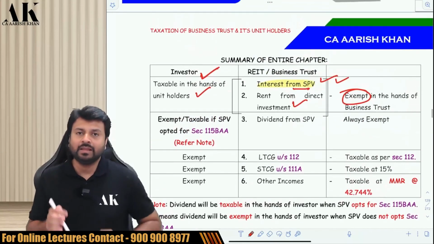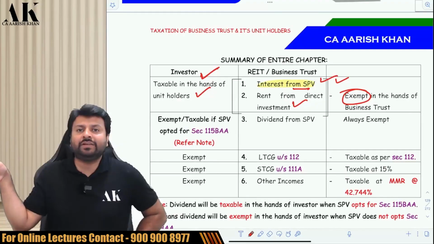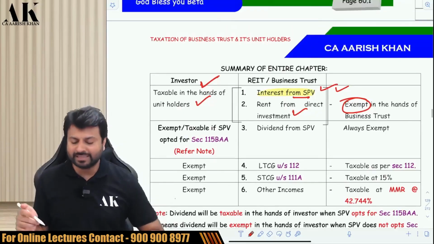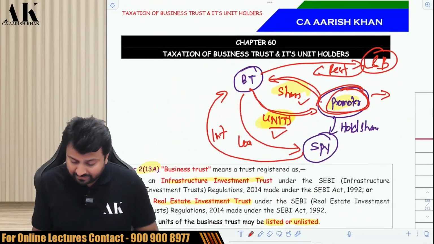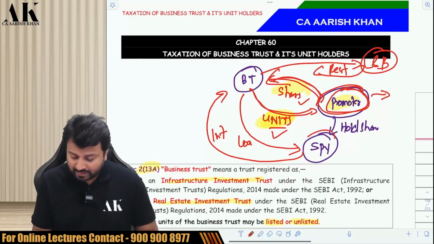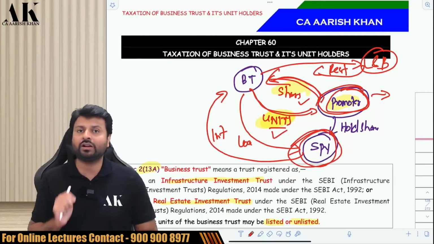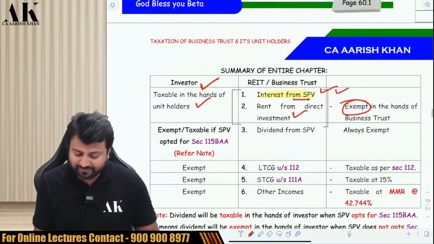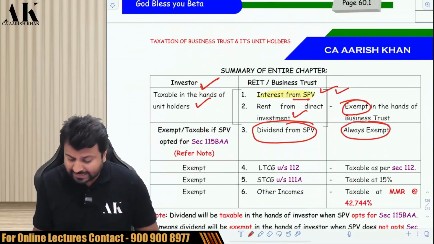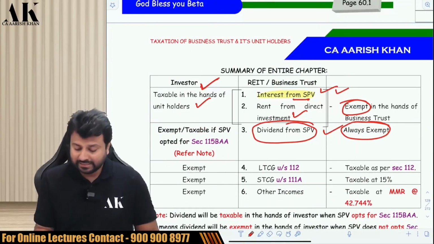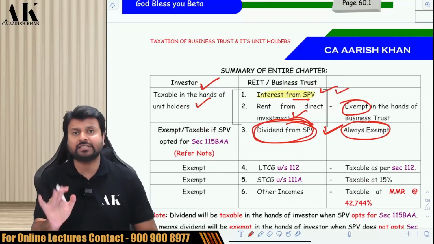Now the third income. Business trust also has shares in the investment fund, in the SPV. Do you remember that? Here the promoters have given the shares of the SPV to the business trust. Now the business trust is the shareholder of the SPV. So business trust will also get dividends from SPV. This is always exempt in the hands of the business trust. Always.